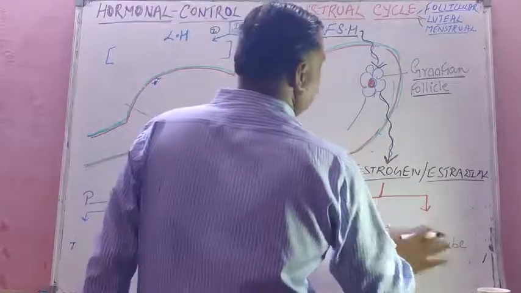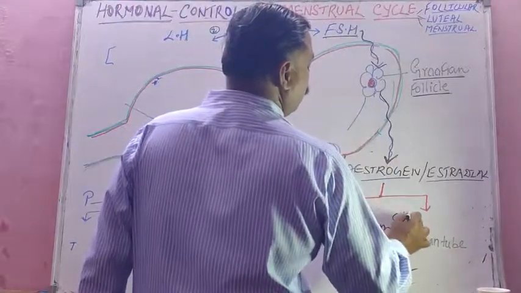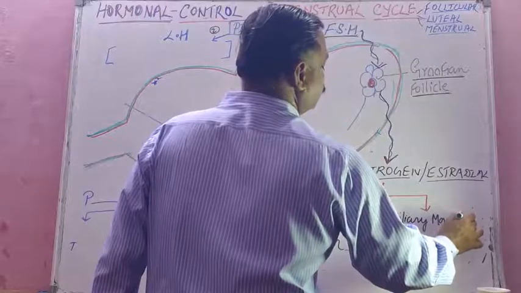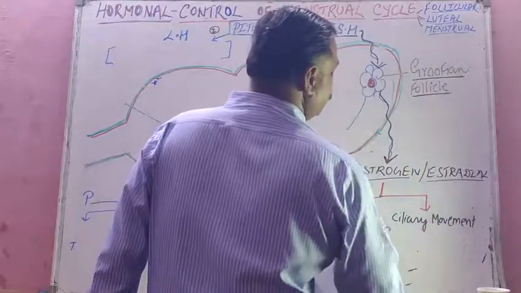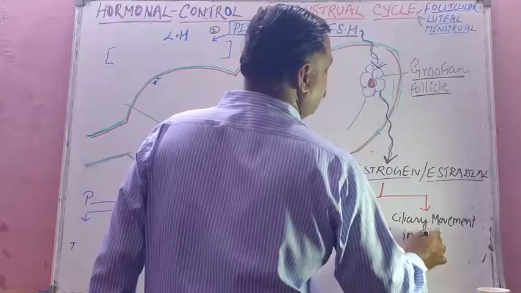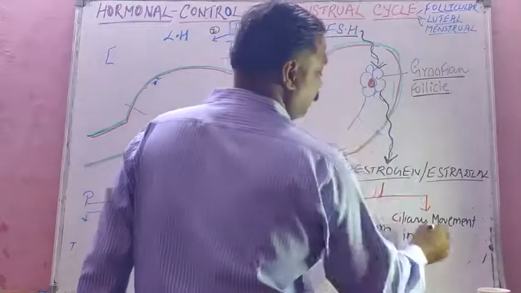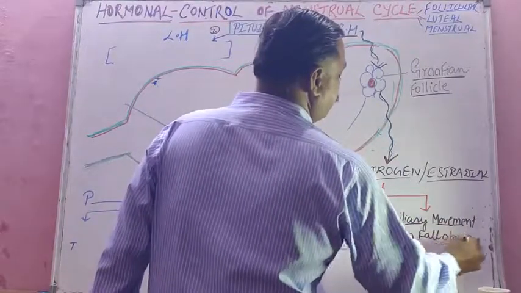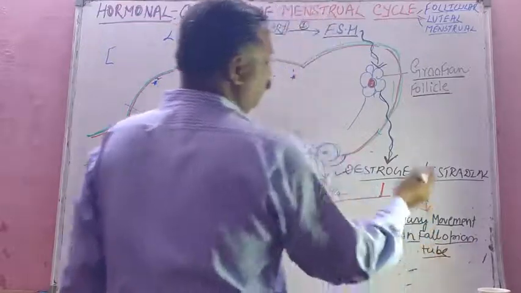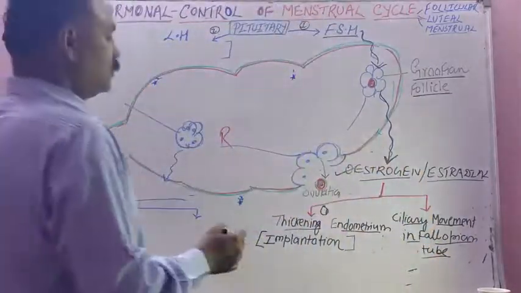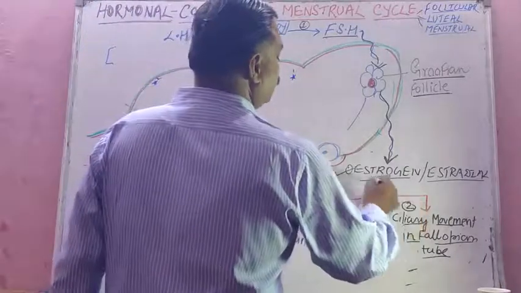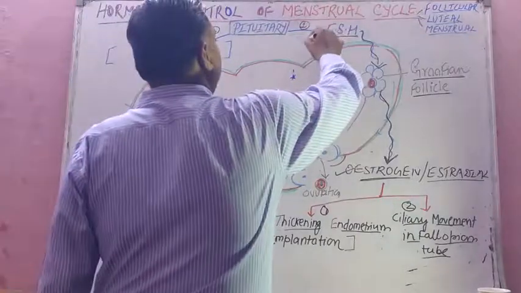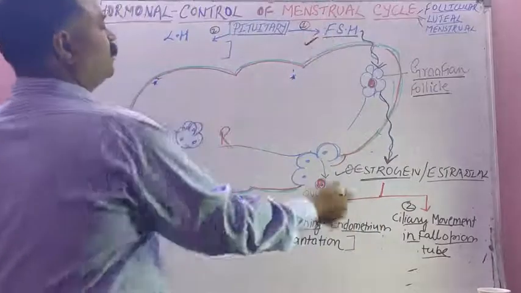And the second function, students, is that it stimulates the ciliary movement of epithelial tissue in the fallopian tube. You know, the fallopian tube is lined with ciliated epithelium. So when ciliary movement in the fallopian tube is stimulated, it conveys the ovum, the fertilized ovum, towards the uterus. So these are the two functions of estrogen, isn't it? Ultimately follicle stimulating hormone does all these things.